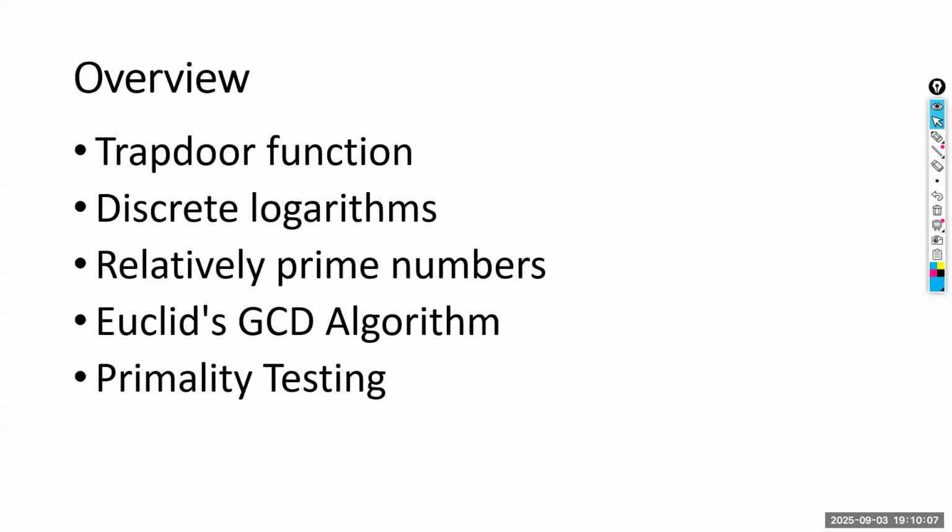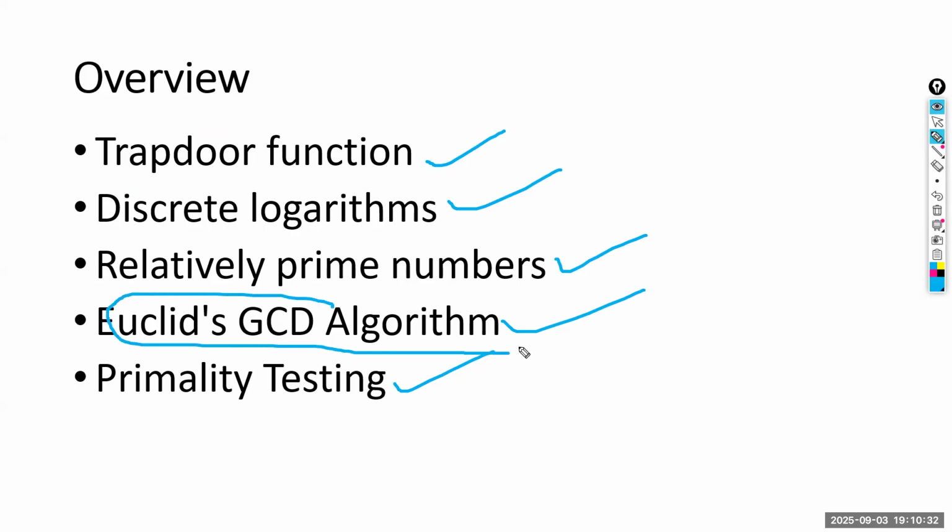Because these algorithms are so complicated, we are not going to look at the exact algorithm. We are just going to look at simplified versions or related concepts. So that is where we have these subtopics: trapdoor function, discrete logarithms, relative prime numbers, Euclidean GCD algorithm, primality test. You get separate questions also, like almost every year there's a question on the Euclidean GCD algorithm.